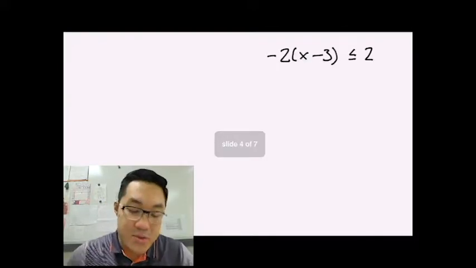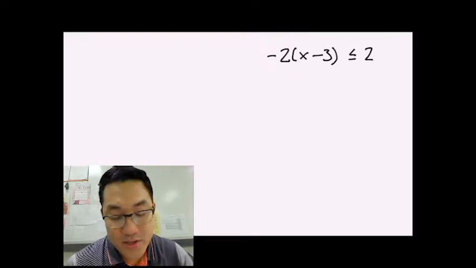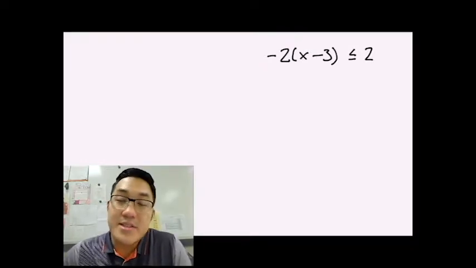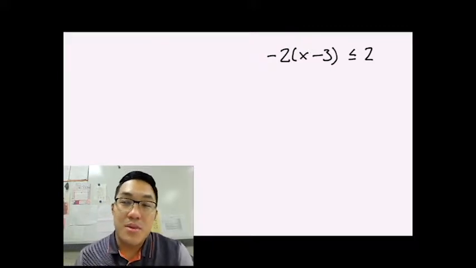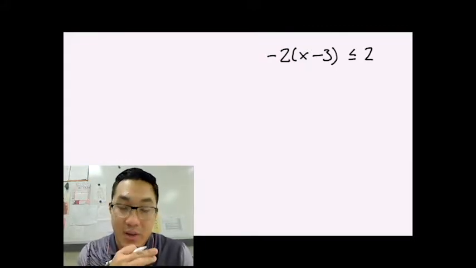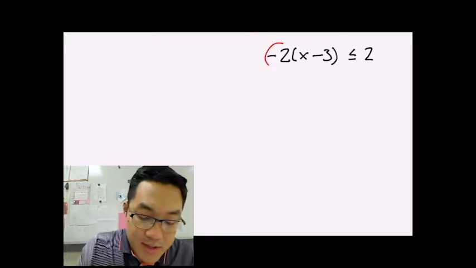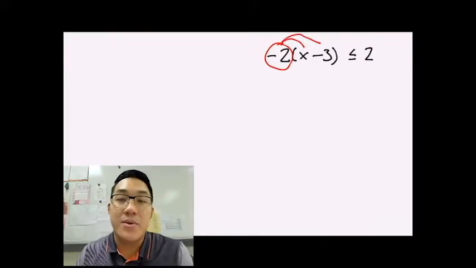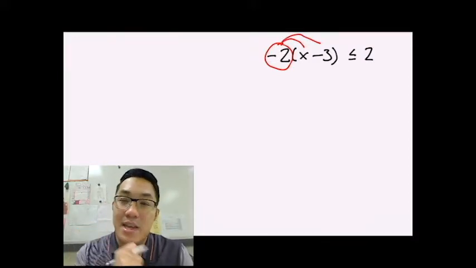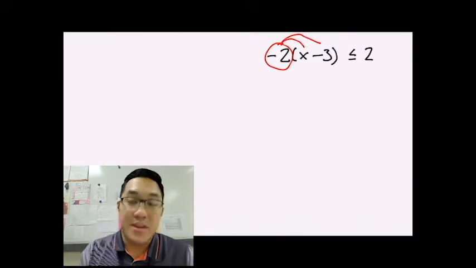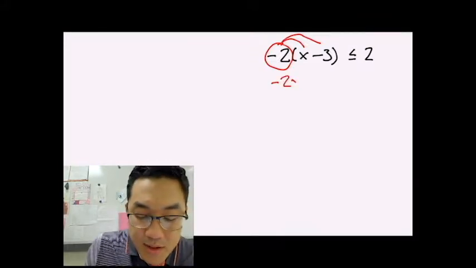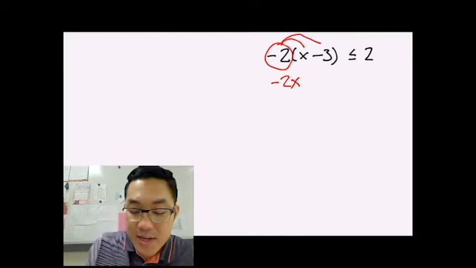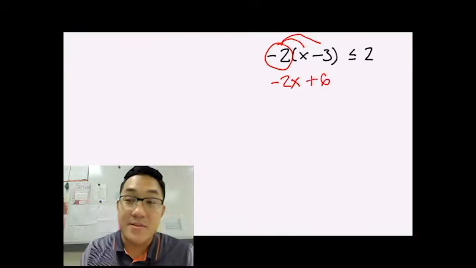So I've got -2 times the quantity x minus 3 is less than or equal to 2. Just solve it like normal, but at any point if I have to divide by a negative, make sure you flip the sign. So let's solve this. I have to distribute first. Parentheses has to go away first, always. -2 times x gives us -2x, and -2 times -3 gives us +6.